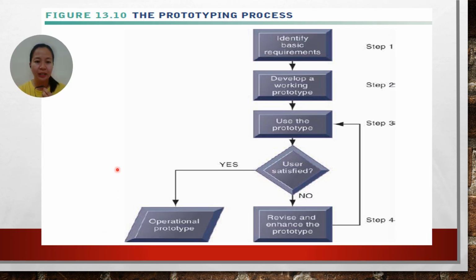So here is the prototyping process. Step 1, identify basic requirements. Step 2 is develop a working prototype. Step 3 is use the prototype. So when the user is satisfied, the prototype becomes operational. And if not, it needs revision and enhancement of the prototype, and then back to step 3.